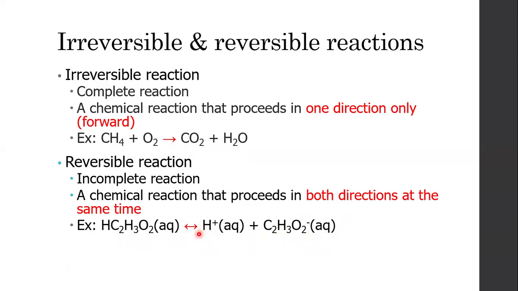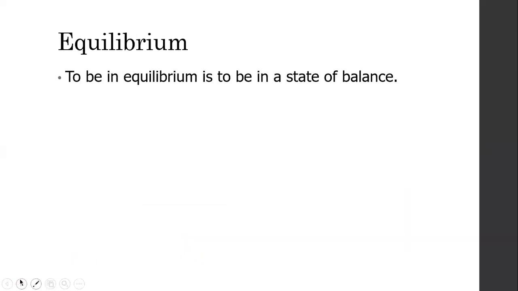Some textbooks would write the double-headed arrow as this one, while others would write it in this form. So all of these are double-headed arrows which indicate reversible reactions.